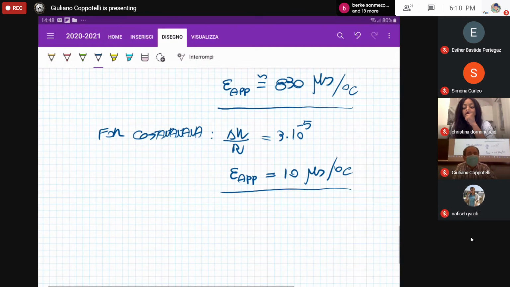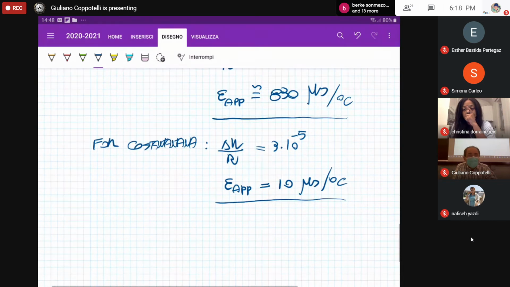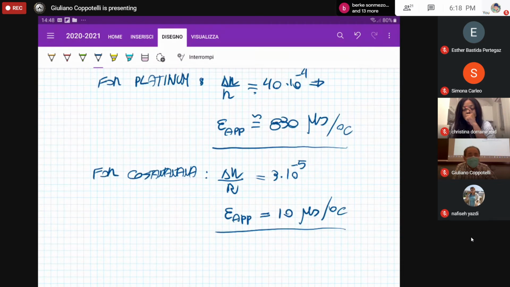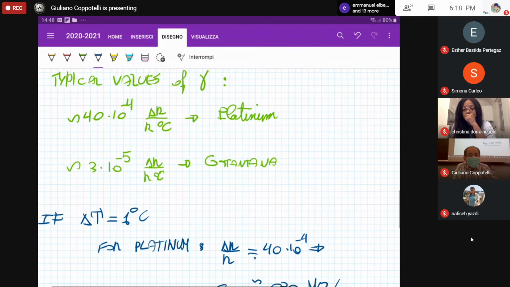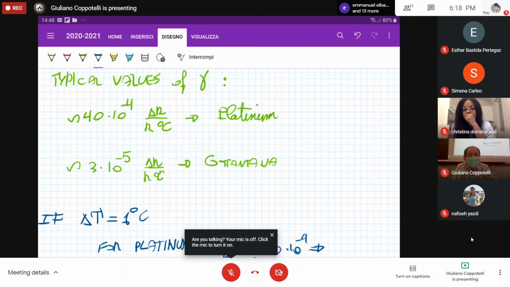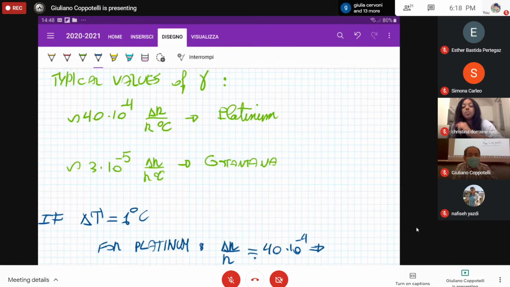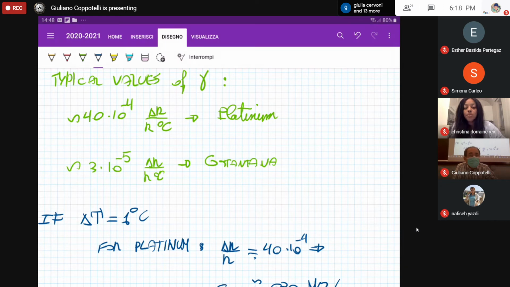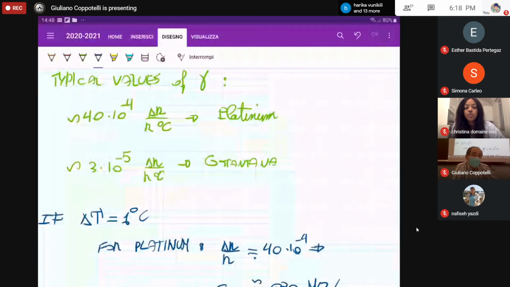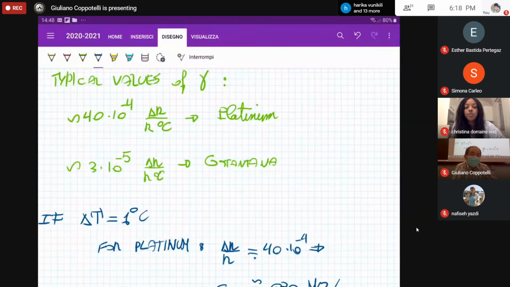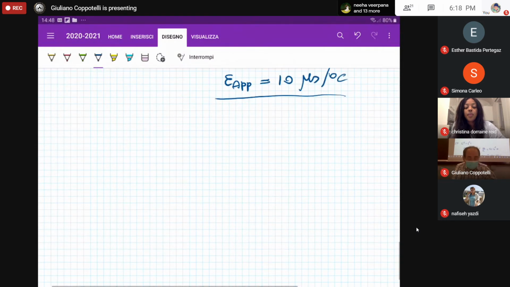Other question? This typical value for the gamma, like 40 times 10 to the power minus 4, delta R over R per degree Celsius. So what is the reference temperature? Yes, we are referring to about 25 degrees. That is, these values are at room temperature. Good question.